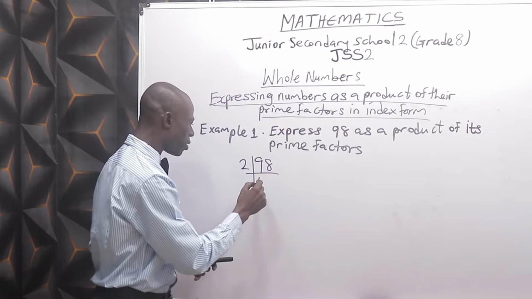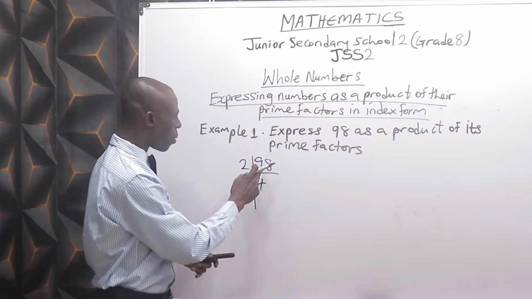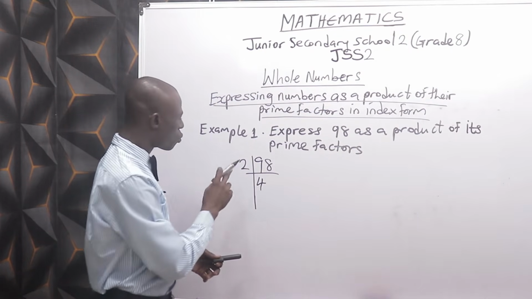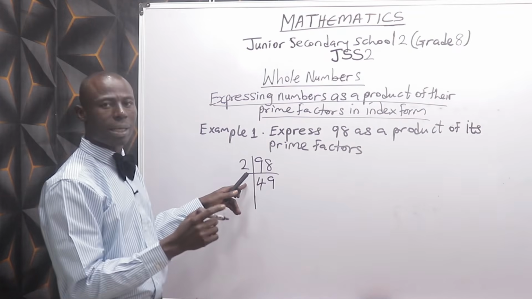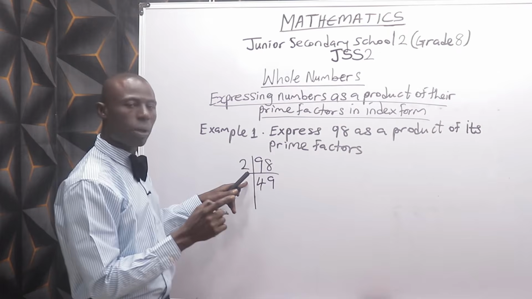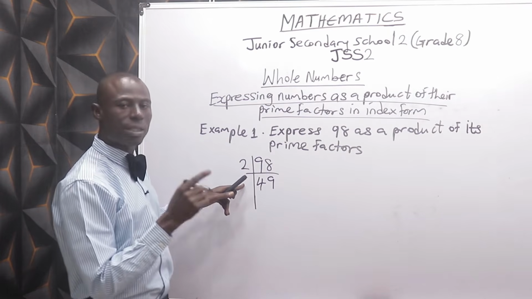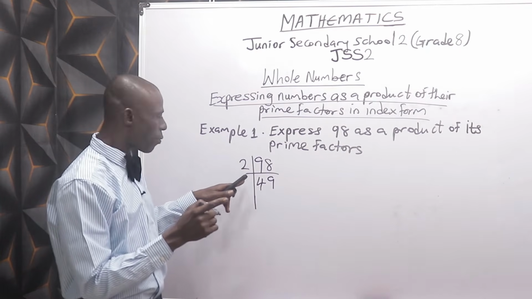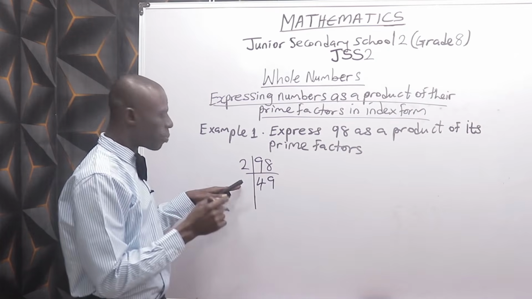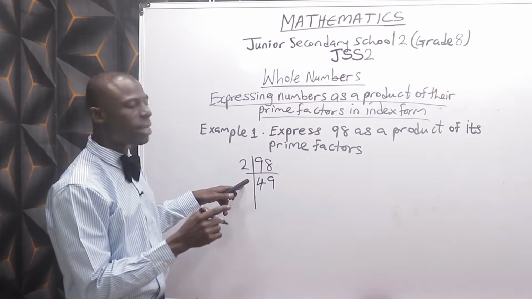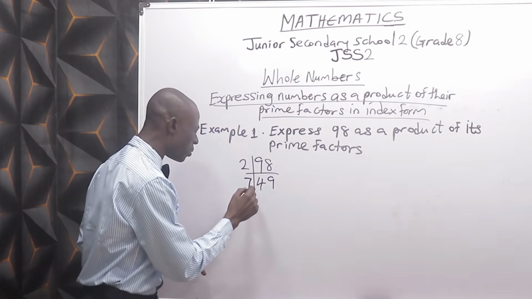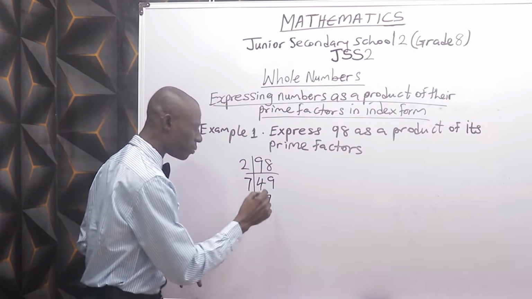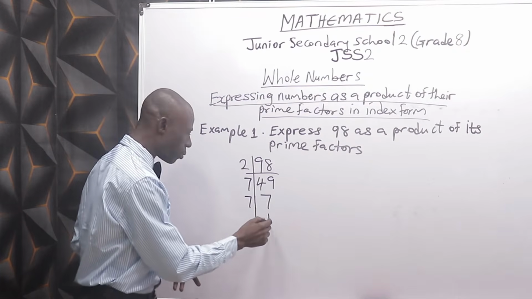2 in 9 is 4. Remains 1. Use the 1 with 8, giving you 18. 2 in 18 is 9. The next prime number is 3, but it will not go in 49. The next is 5 after 3, and 5 will not go in 49. The next prime number after 5 is 7, which goes in 49. So we use 7. 7 in 49 is 7. 7 goes again, gives you 1.